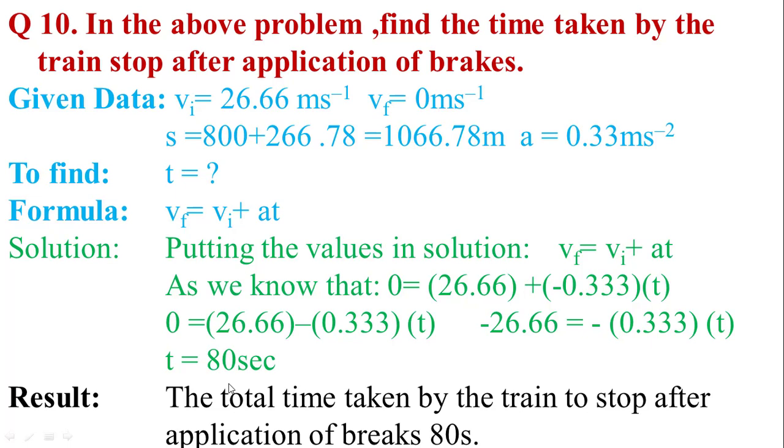The result: the total time taken by the train to stop after application of the brake is 80 seconds.